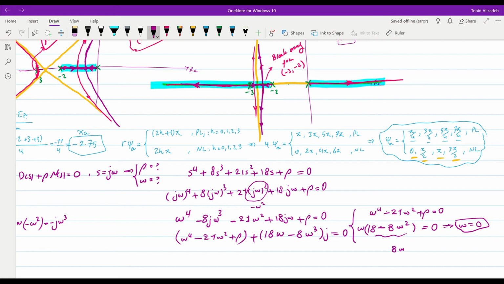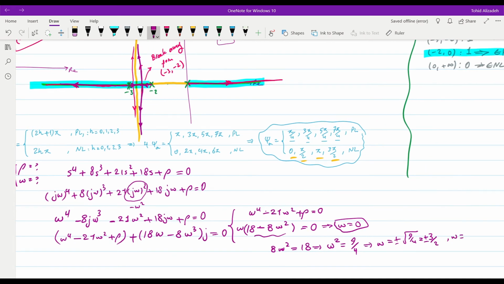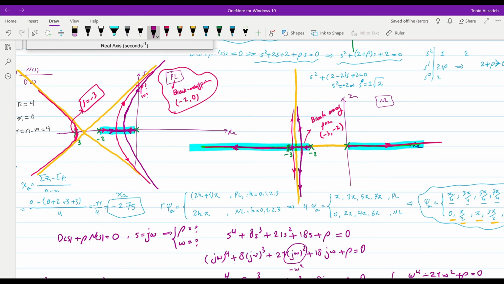So 8 omega squared is equal to 18. Omega squared is equal to 9 over 4, and therefore omega will be equal to plus minus square root of 9 over 4, or plus minus 3 over 2. Omega will be equal to plus minus 1.5. And those values correspond to here and there.